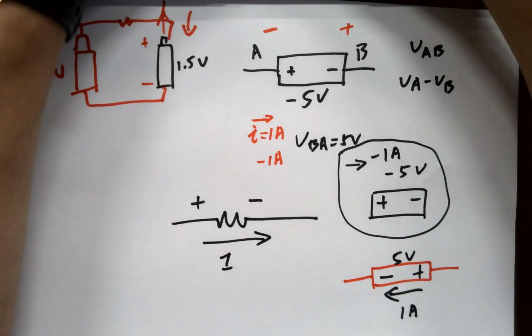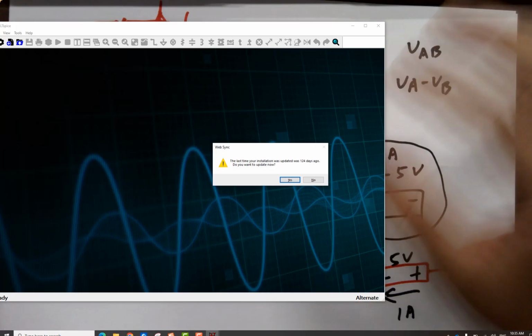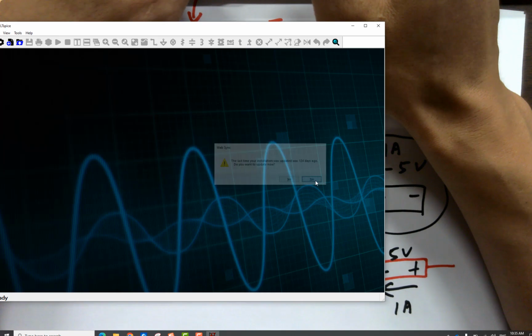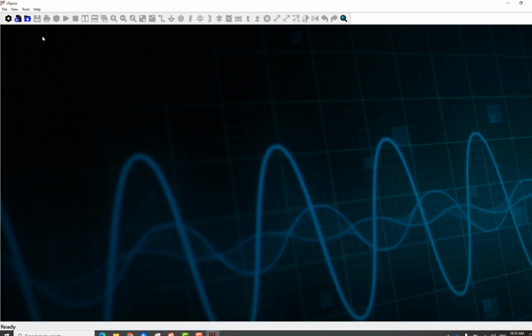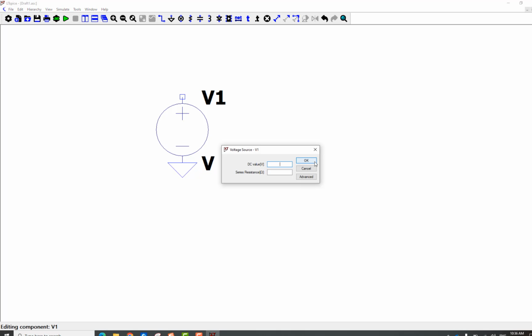So let me try one really quick example with the simulator. I don't know if you guys are asked to use LTspice or any simulators in the future, but just let you guys know something exists. So if I'm grabbing a power supply, ground, and a 1.5 volt battery, and I'm going to draw a wire.